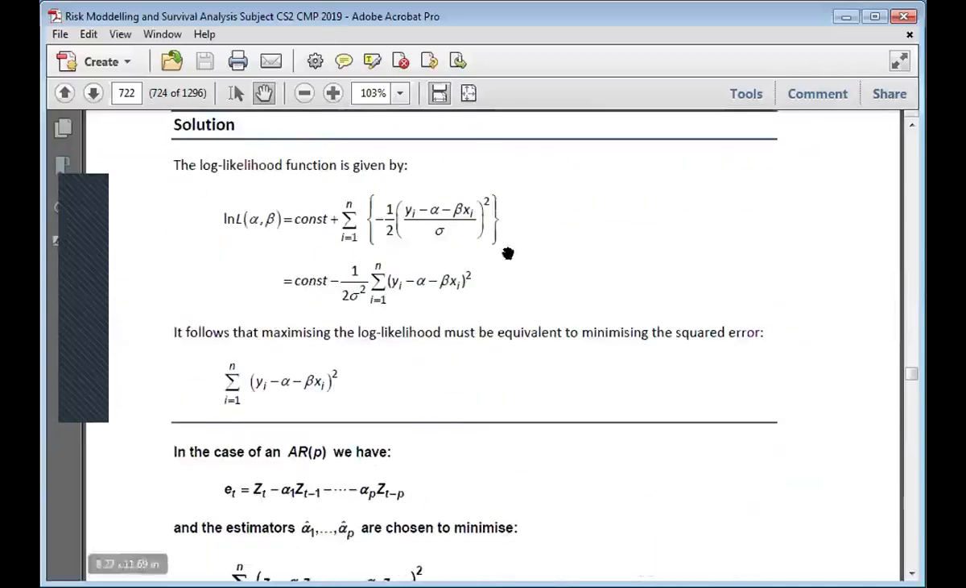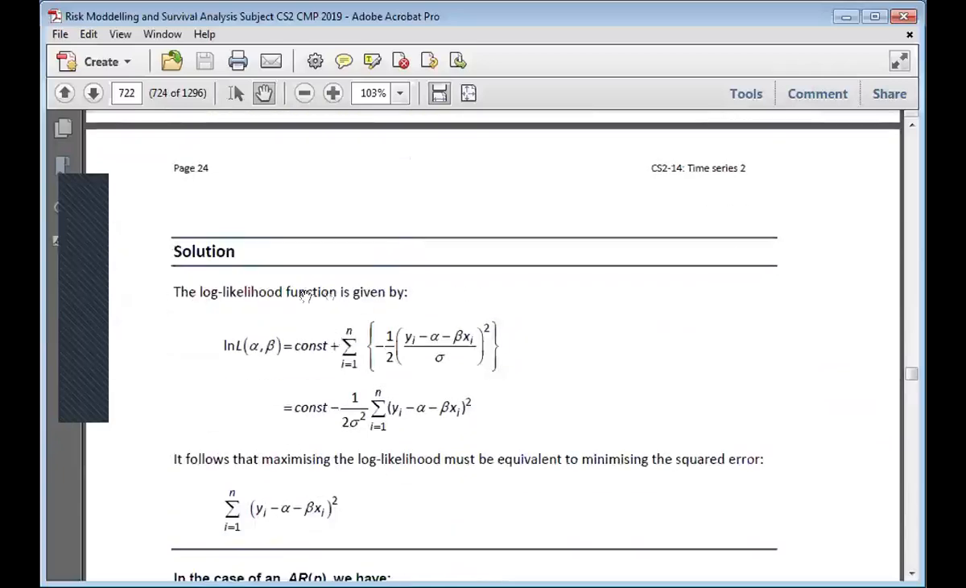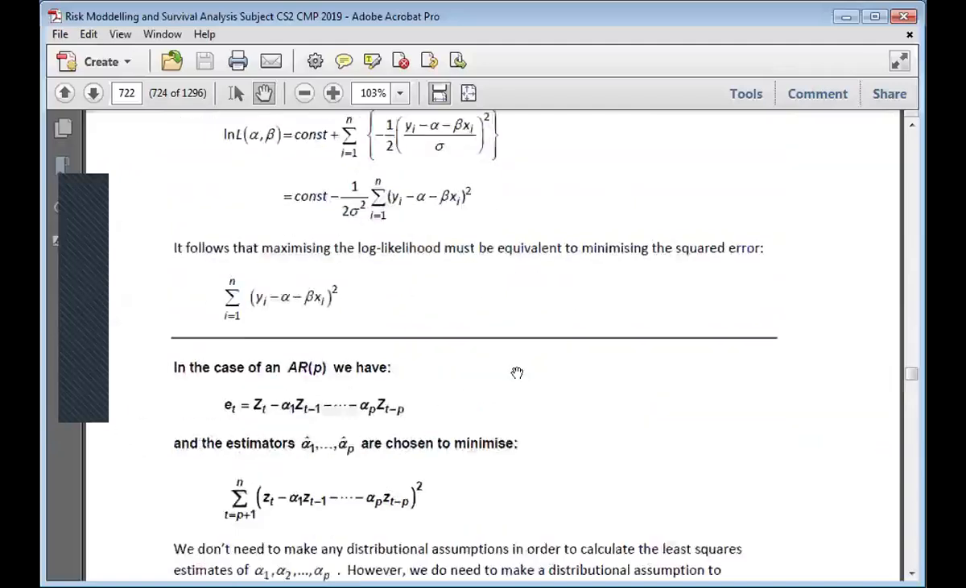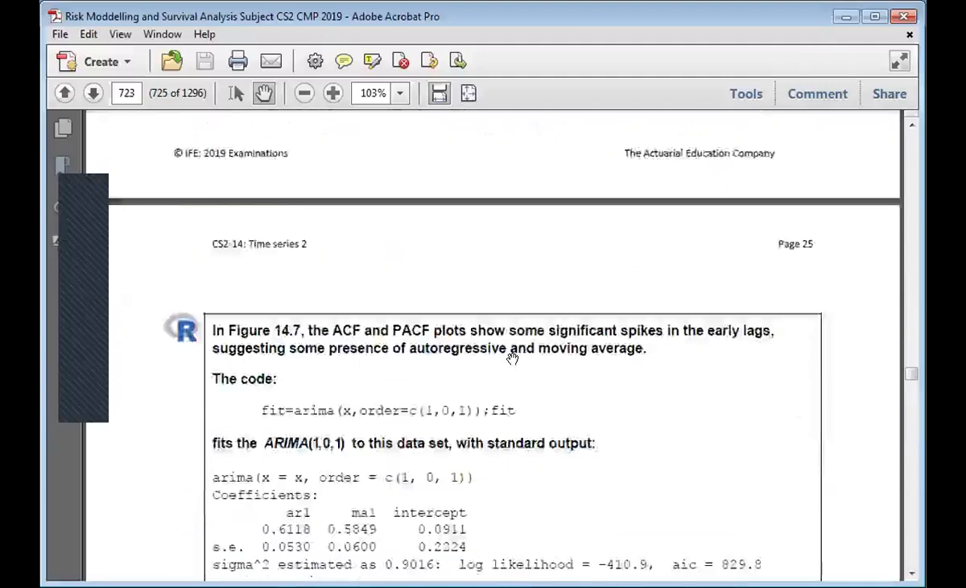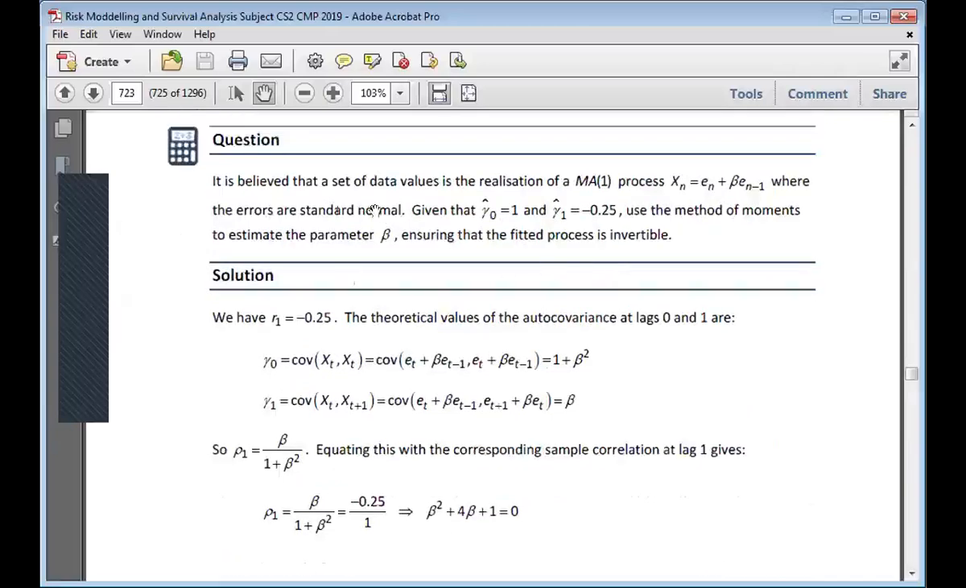So this is actually a case where they show that if your E is normally distributed, then the maximum likelihood estimation is equally likely to minimize the squared error. So that's essentially the same thing. But this is what we are looking at.